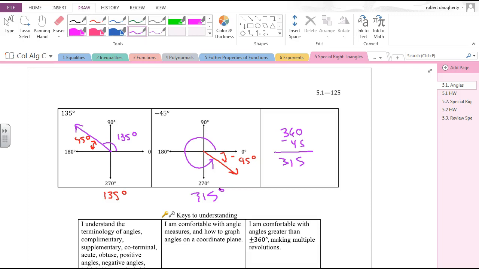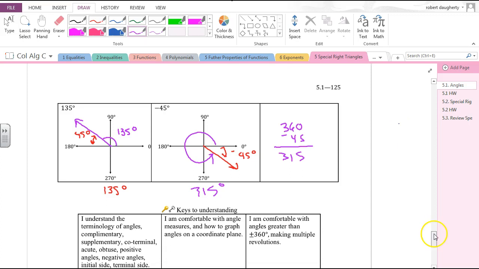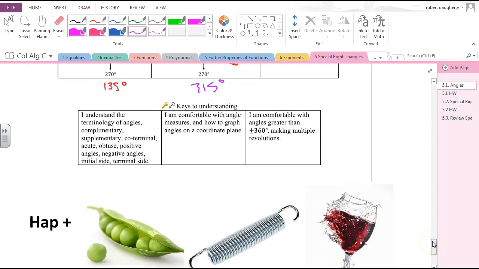Okay, so that is it. So you can take a look at the homework for that section.